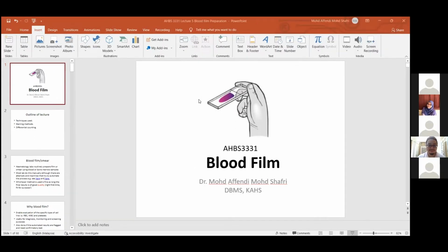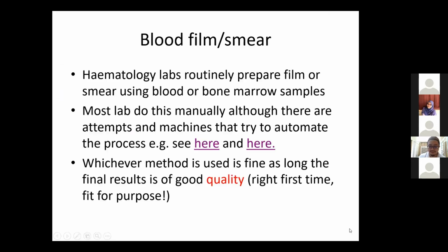I've put the link on my slide, so you can go back and watch. So the point is that there are machines these days that try to automate the process, but most of the labs in Malaysia, we don't have that luxury.